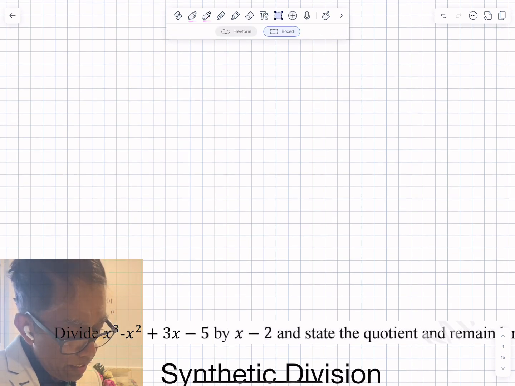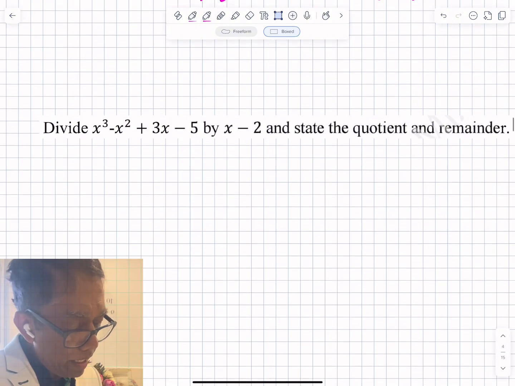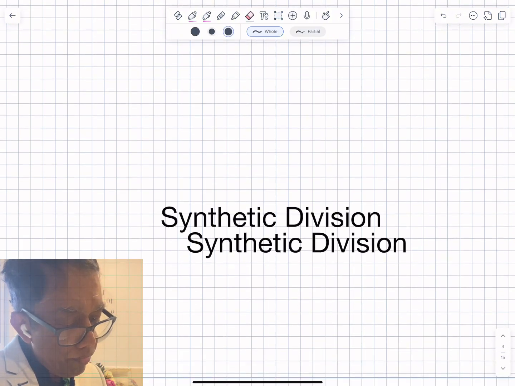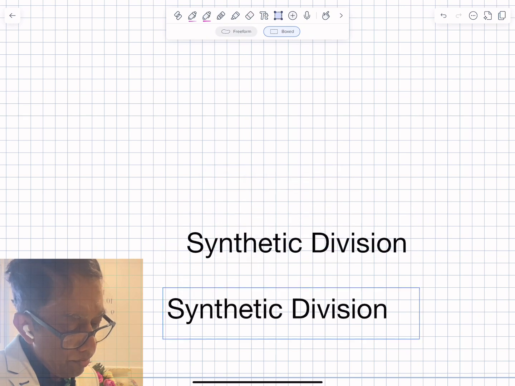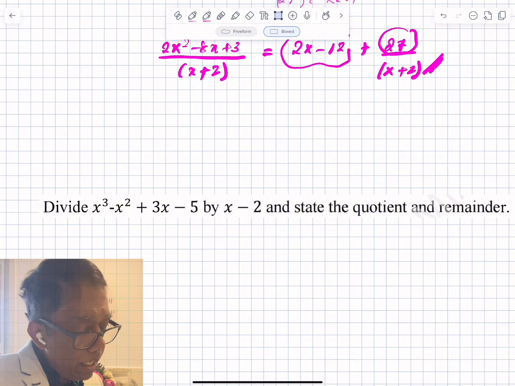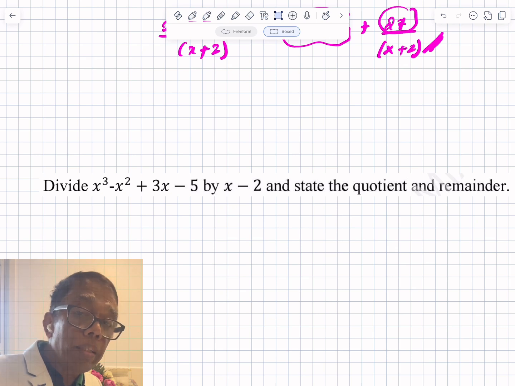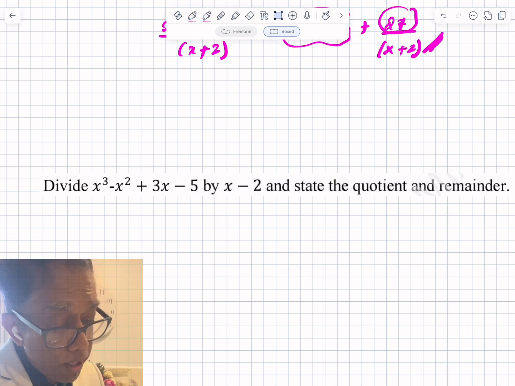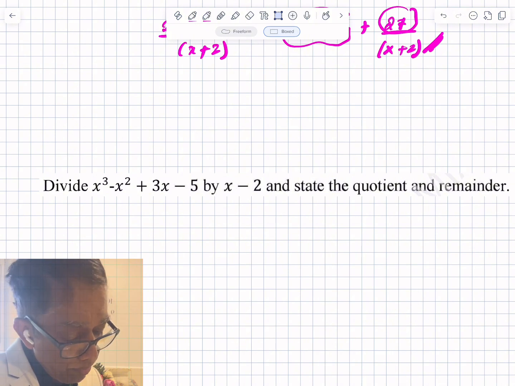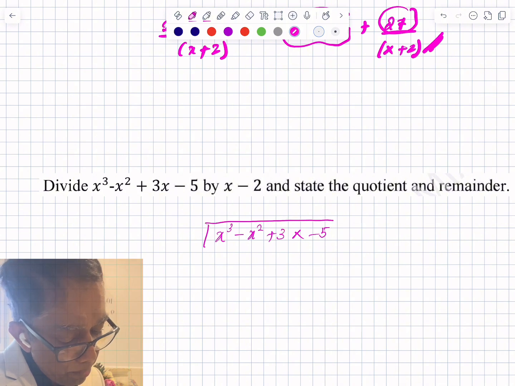It is a cubic equation. It is a cubic polynomial. A cubic polynomial has to be divided by a linear polynomial. Not only linear polynomials, we can divide by other polynomials. It's not a problem. Now we will write it. x³ - x² + 3x - 5 has to be divided by x - 2.